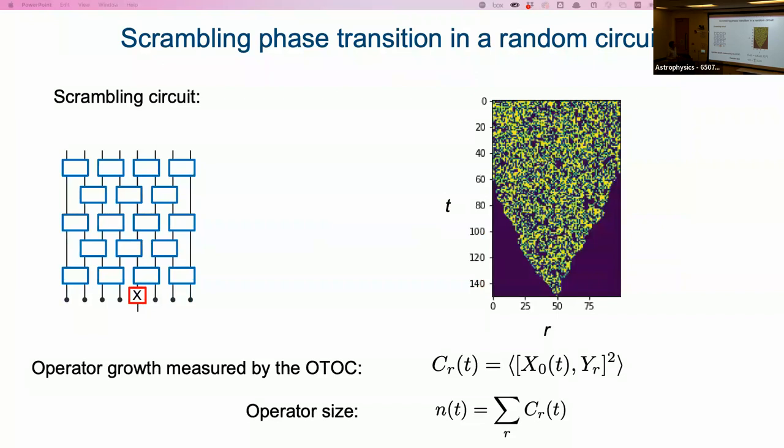But now, wait, this is numerics, just showing one run. It's not an expectation value here. It's just one run, looking at the commutator. In the case of a Clifford circuit, you see this tree growing like this.